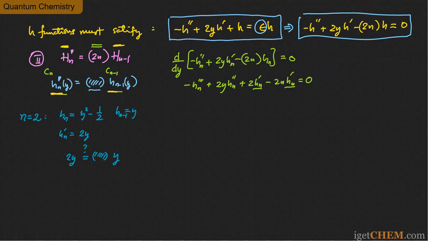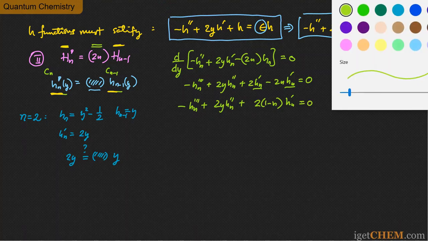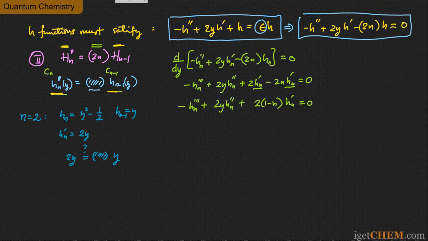So I can put these two together into one term. So this is 2 times (1 minus n) times hn prime. And now I have 2y hn double prime, and this is minus hn triple prime, and that is equal to 0. So we know that is true because we started with the equation for h, right?